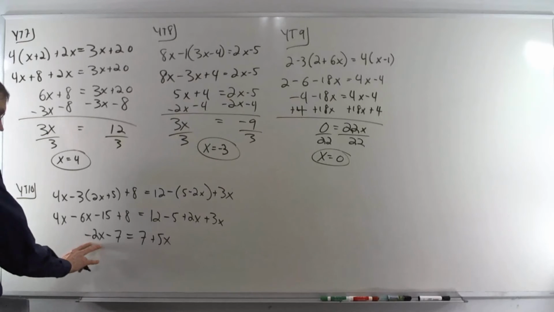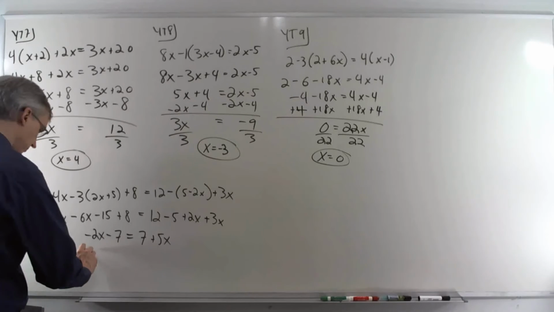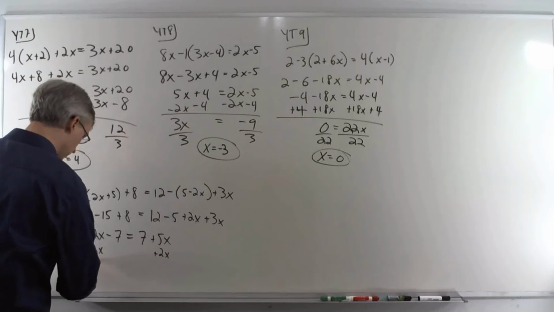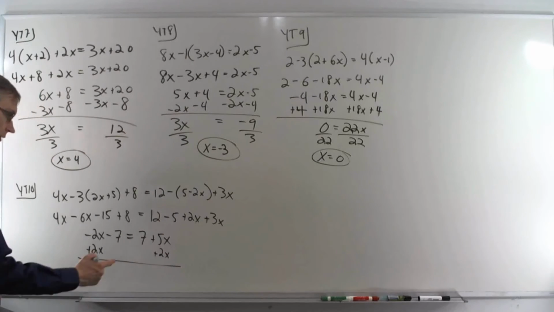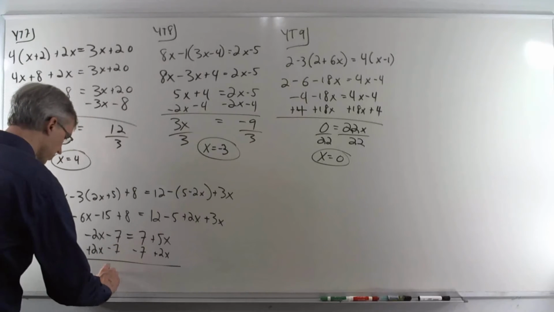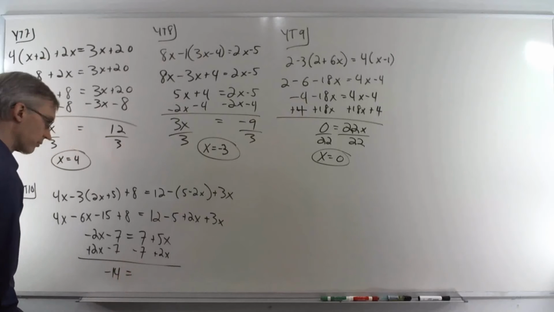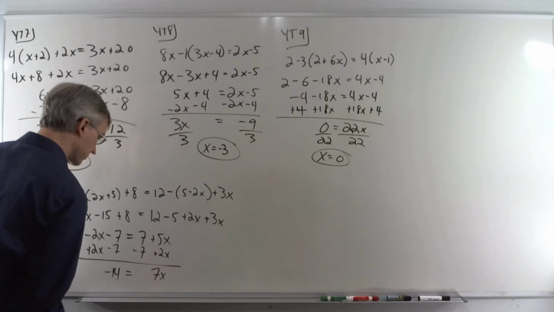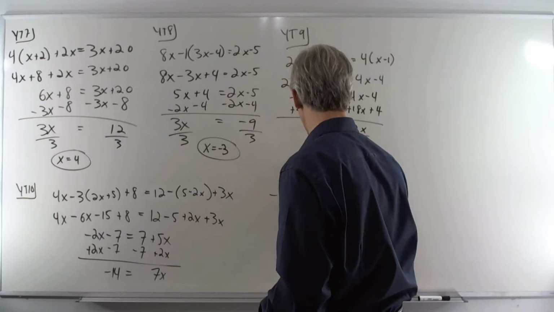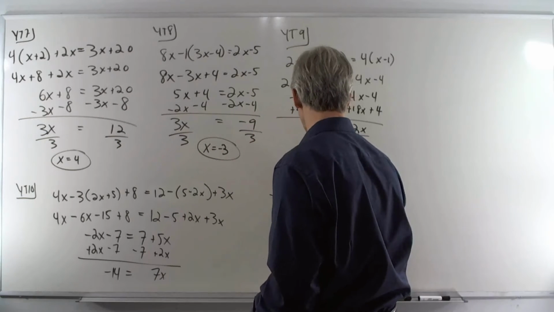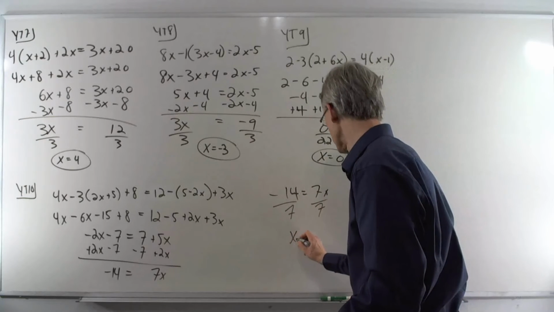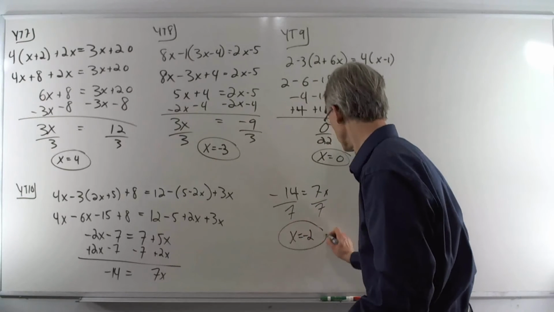So I've got a negative x term over here, positive over here, so I'm going to add 2x to both sides. Now we need to get the numbers to the left, so minus 7, so we got negative 14 equals 7x. Continuing on over here, negative 14 equals 7x, divided by 7 on both sides, and we get x equals negative 2.